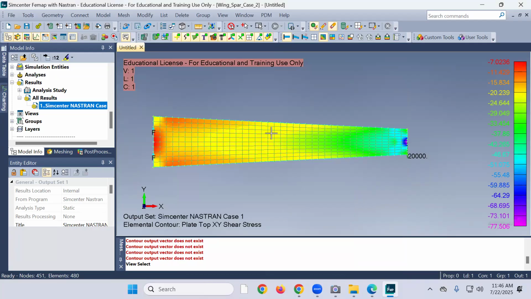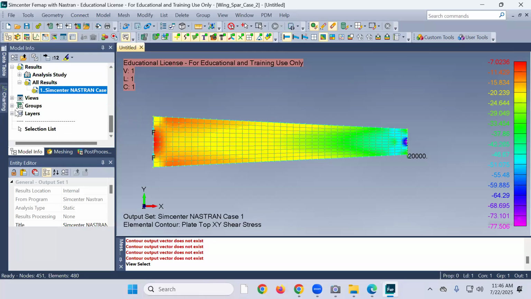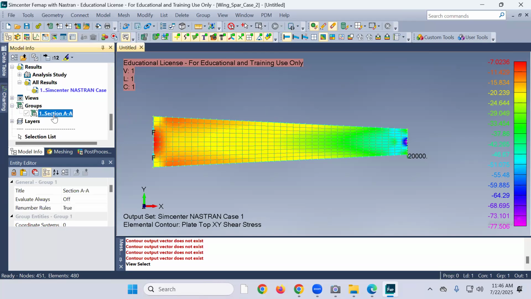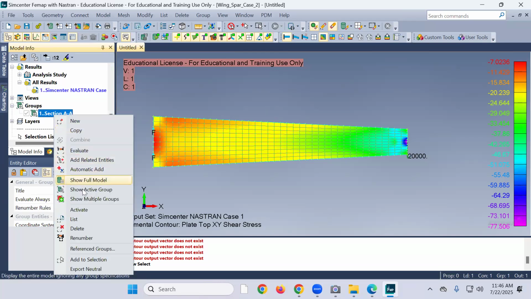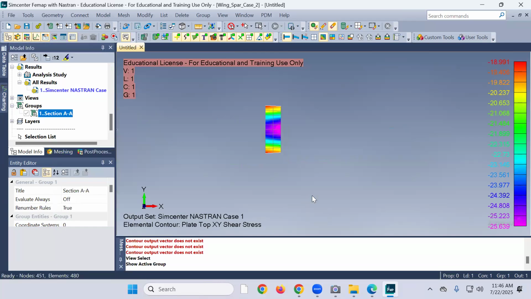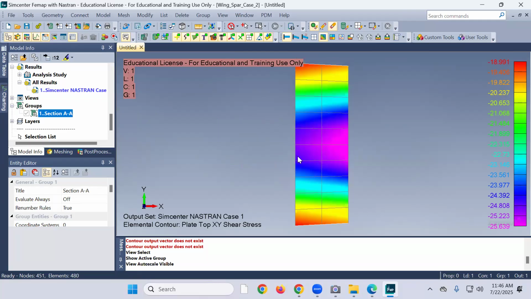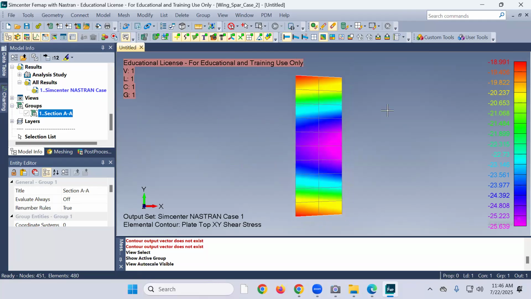So if you remember, we're looking here at the middle at the section AA. So go here to groups and say show active group. Now you can zoom in. So you zoom in and then Control A will center. Okay, so here if you look at it, all right, I'll remove my face. Can I close this one? No, but you see basically here 25 and here an 18.